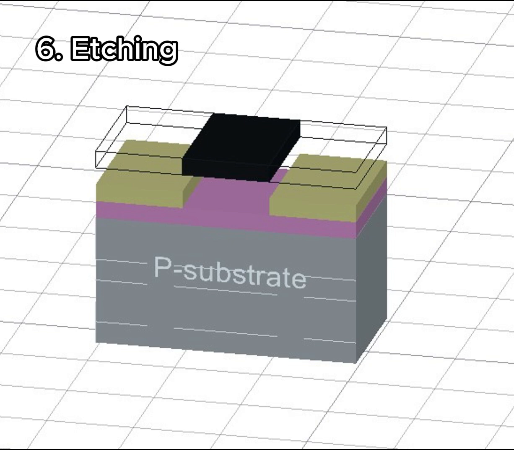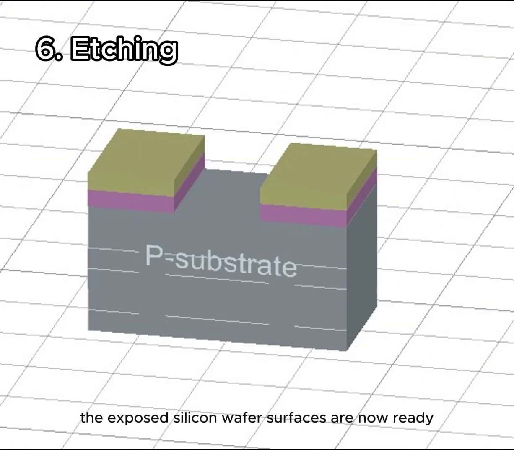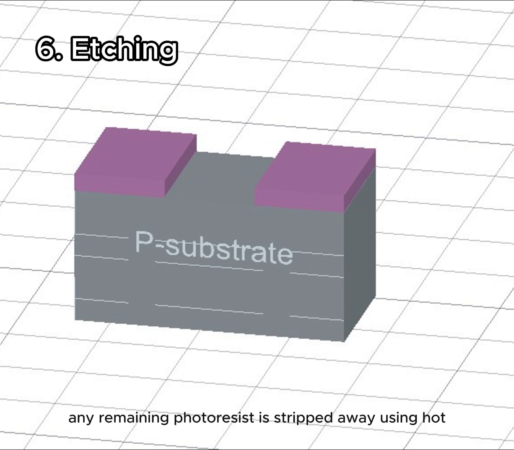6. Etching. The soft, unpolymerized photoresist and the underlying silicon dioxide are etched away, exposing the silicon wafer in the defined areas. The exposed silicon wafer surfaces are now ready for the next steps in the process, as defined by the mask. Any remaining photoresist is stripped away using hot sulfuric acid, leaving a clean wafer surface.